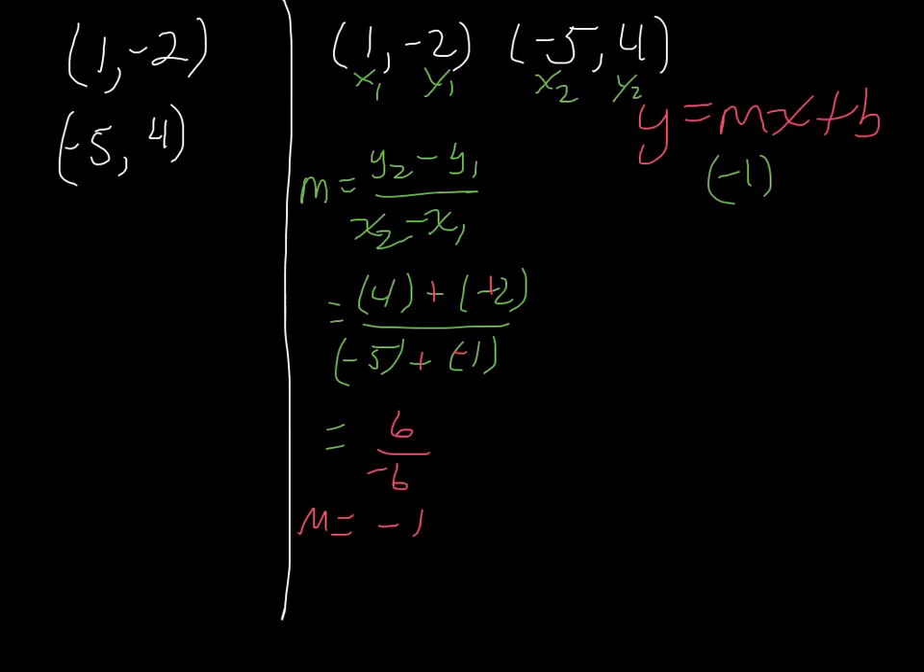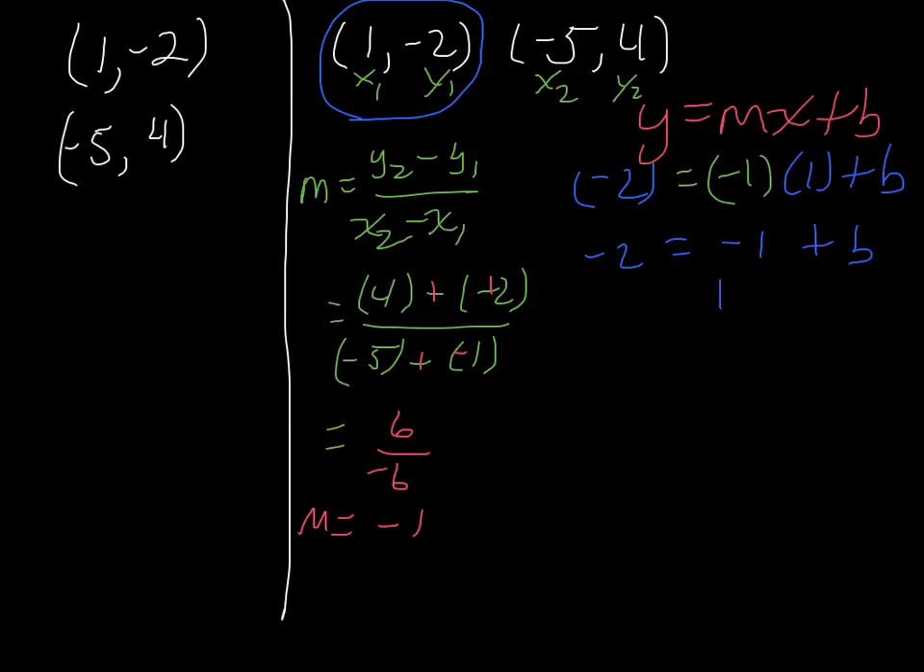And just like we did in the previous problem, I know the slope. I'm trying to find the b, so I can take either one of these equations and plug them in for my x and my y. So I'll go ahead and just use this one here. I'll plug that one in. So I get -2 equals -1 times 1 plus b. So -2 equals -1 plus b. Add 1 to both sides. -1 equals b. So there we go.